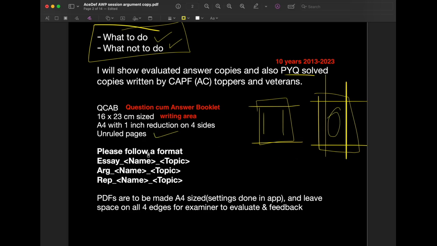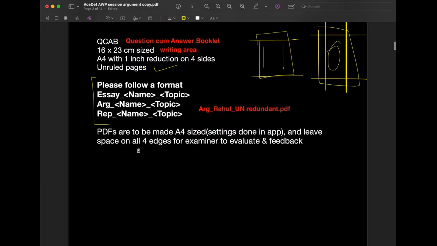And please write in unruled pages. You will see in the next page when I show. And while submitting for evaluation, please follow a format: essay underscore name underscore topic. Like if you're writing an argument, then argument underscore Rahul, if your name is Rahul, just taking an example, underscore UN redundant dot PDF. So this will be the name of your PDF which you submit for evaluation. This is for candidates who are in the evaluation program.